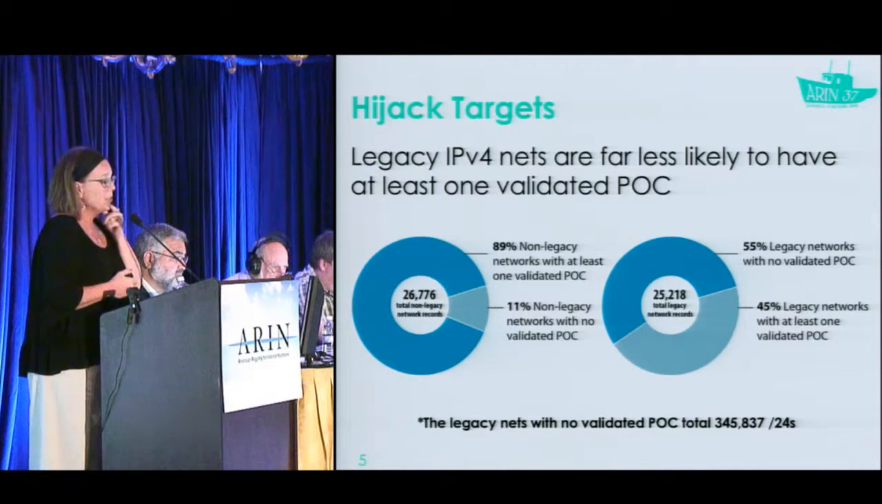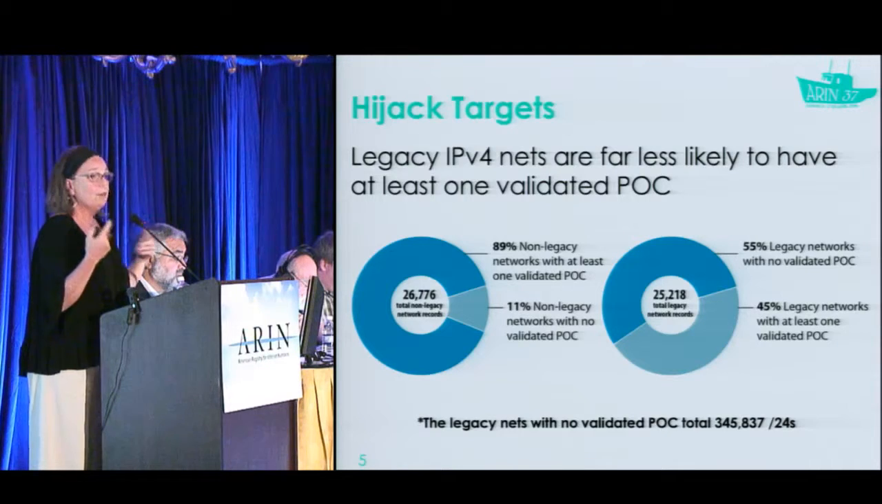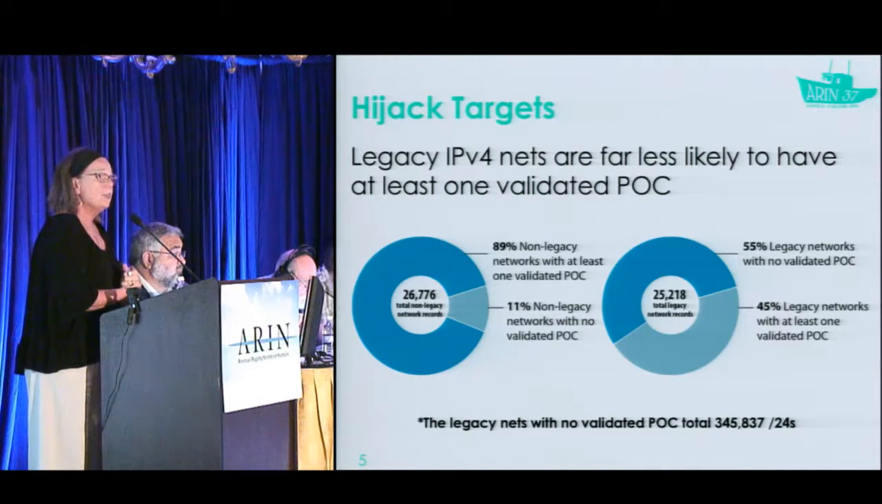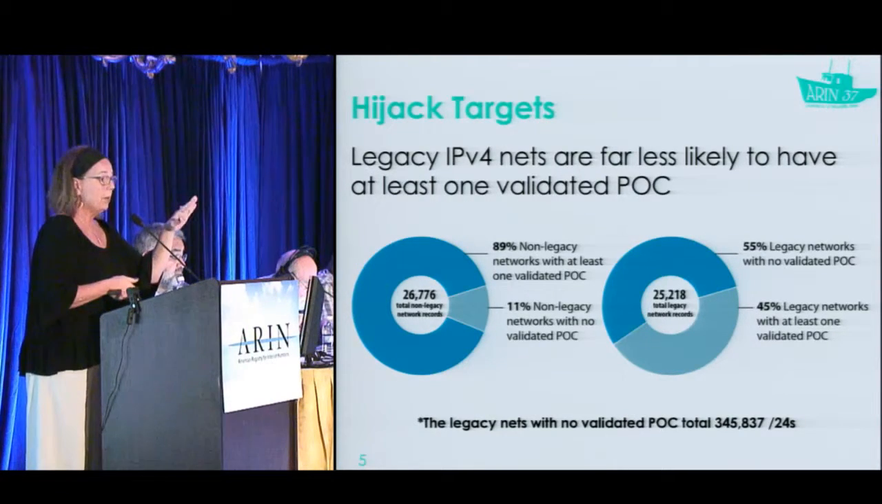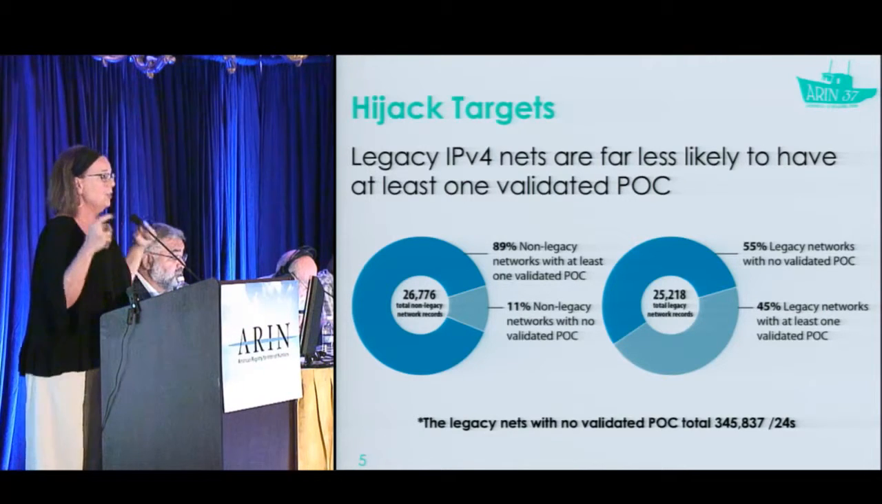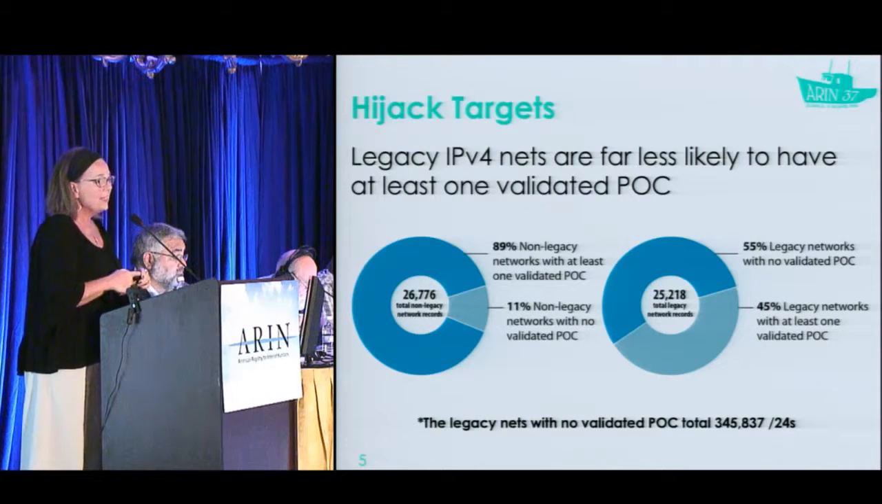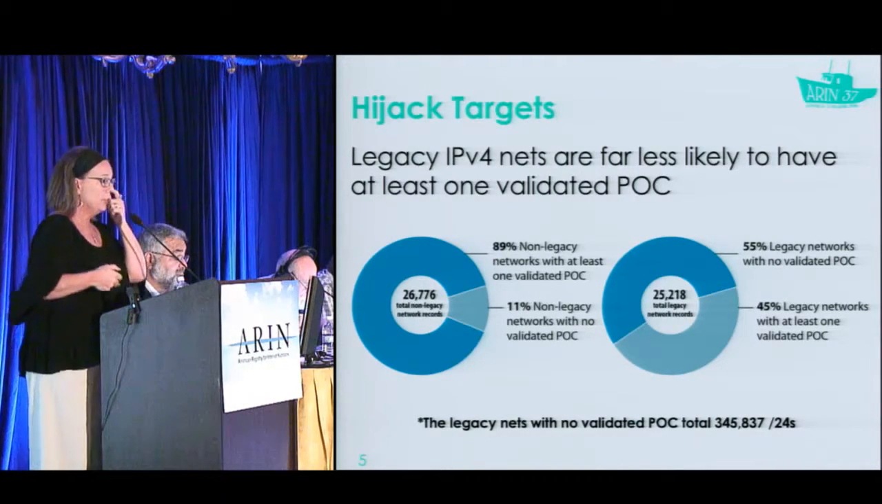Now I'm going to look at the pie charts down there. We have a total of over 50,000 network records in ARIN's database. On the left pie, 26,776 of them are ARIN-issued networks. It says non-legacy, which is probably not the greatest terminology. Of those 26,776, 89% have at least one validated point of contact associated with their network record, and 11% have no validated point of contact at all, which is actually pretty good when you look at the totals.